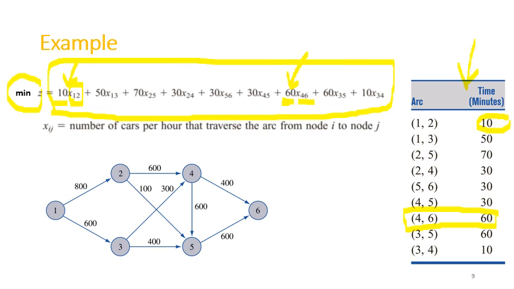And then the definition of the decision variable is xij, the number of cars per hour that traverse the arc from node i to node j. So the unit for xij is cars, how many cars. And these numbers correspond to the time of traveling from one node to the other node.